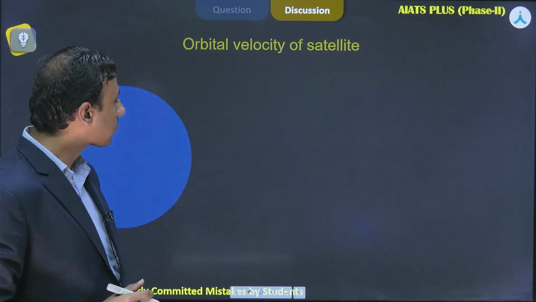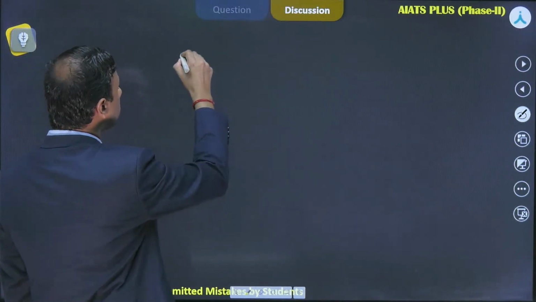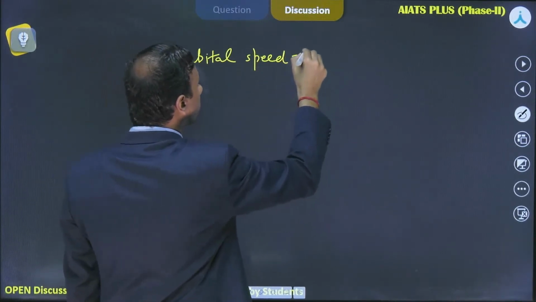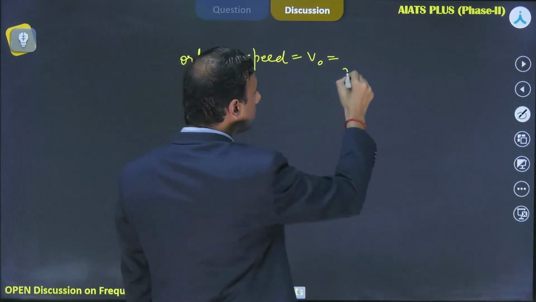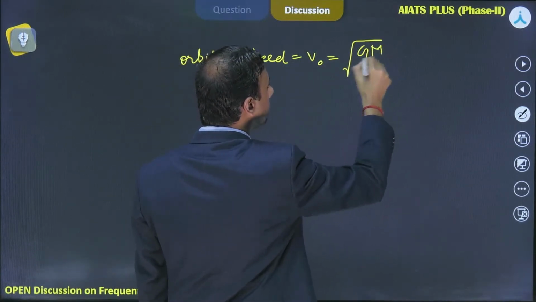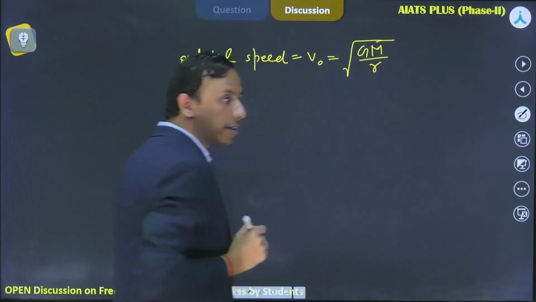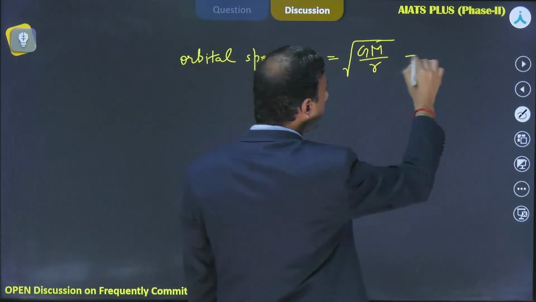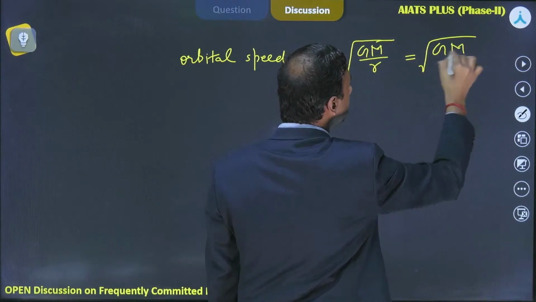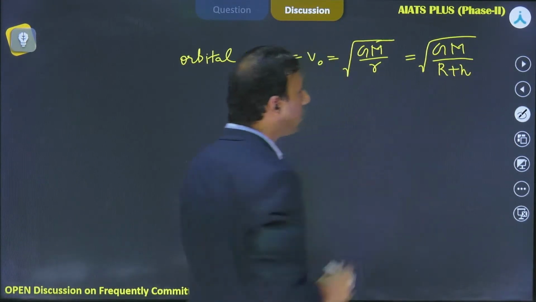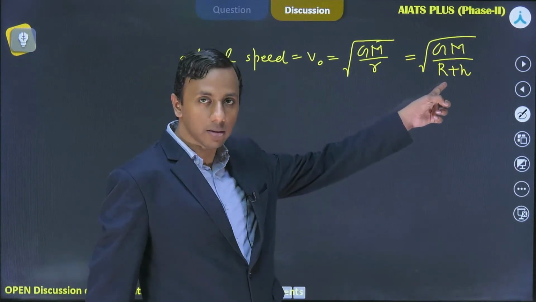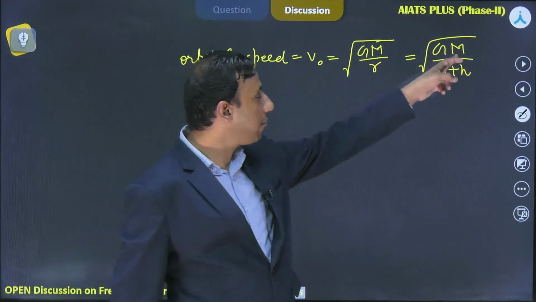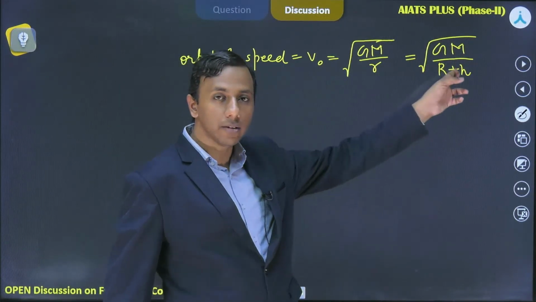All right, so this becomes your orbital speed. Let's summarize. Orbital speed V_O is equal to under root G m over small r. Small r is your radius of orbit. Let's say it is at a height h from the surface of Earth. In that case, it will become under root G m over R plus h, where capital R is the radius of Earth and h is the height from the surface of Earth. G, as you know, is the gravitational constant, and m, what is this m? Is it the mass of satellite? No, it is the mass of Earth.